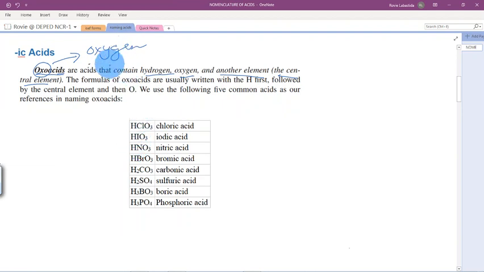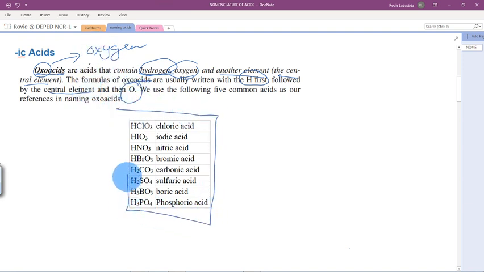Alright, so again, oxoacids are acids that contain hydrogen, oxygen, and a central element. The formulas of oxoacids are usually written with hydrogen first, followed by the central element, and then the oxygen. Alright, so these are the common oxoacids. Let me just clear everything. There you go.